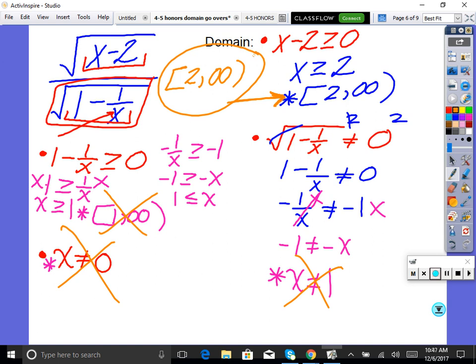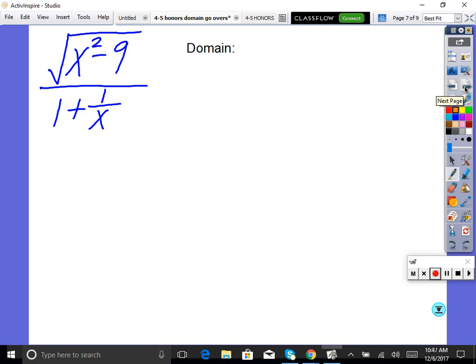Okay, gotcha. Okay, let's do another one. Here we go. Couple more. I'll let you do the next one completely by yourself. So looking at this one, you guys, let's see if you can pick out the possible restriction. Bullet point: x squared minus 9 must be.